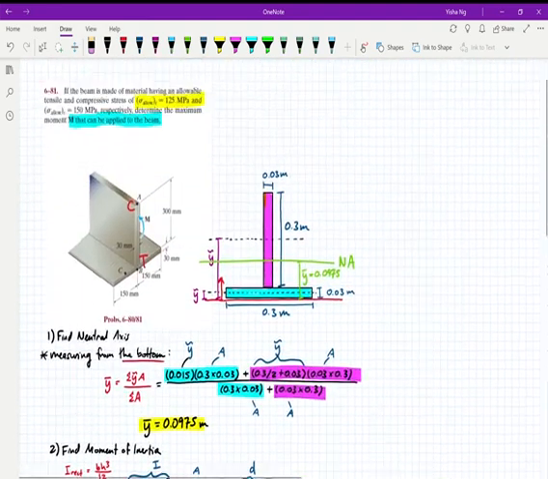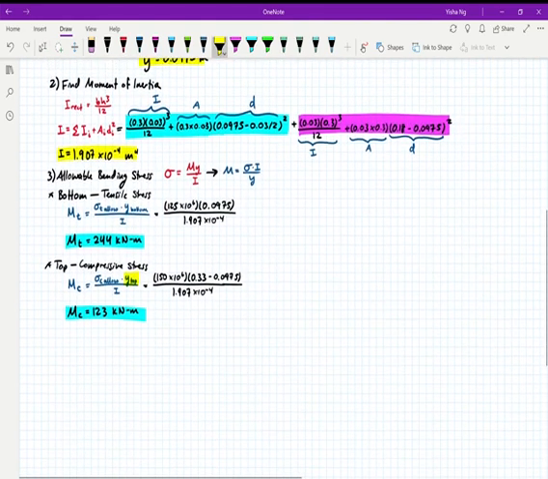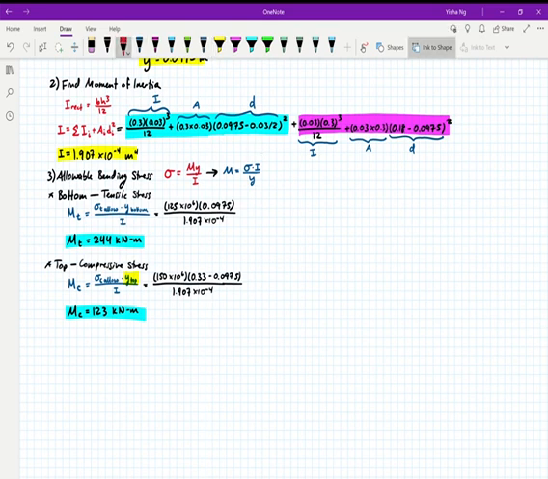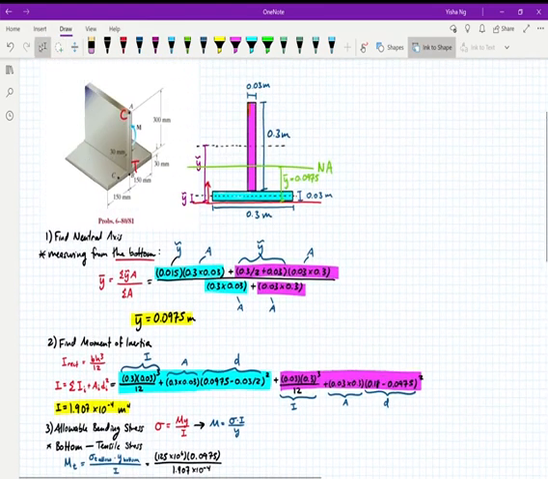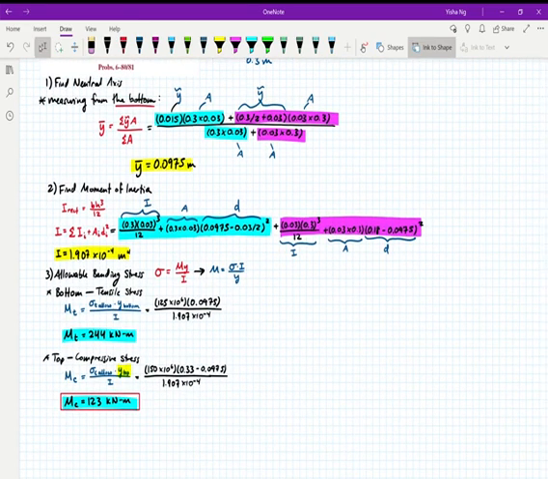The question is asking me, what is the biggest moment I can apply to the beam that's within these allowable stresses? Between the moment due to tension and the moment that gives compression, I know that my maximum allowable moment is going to be the smaller of the two numbers, because that's the maximum value that is going to be allowed with the stresses that I was given. So the maximum moment that can be applied to the beam is 123 kilonewton meters.